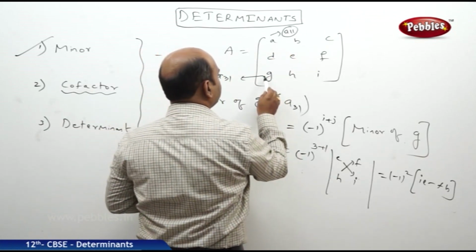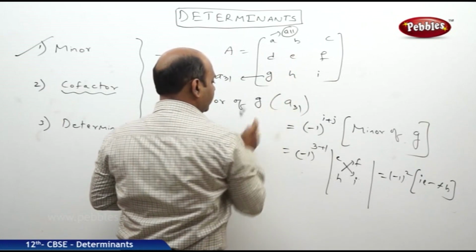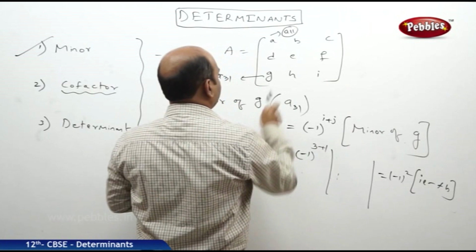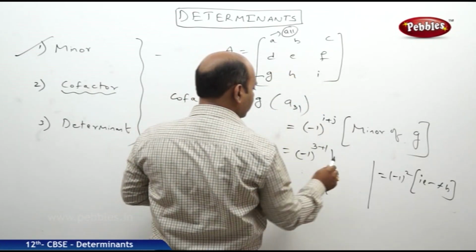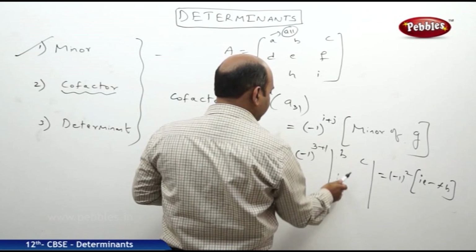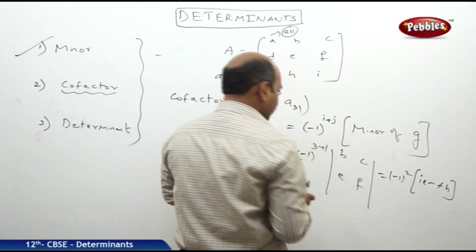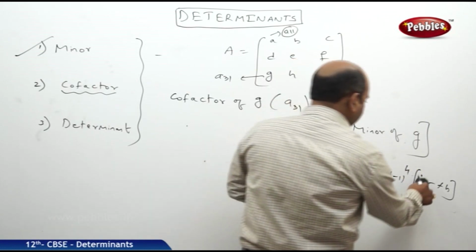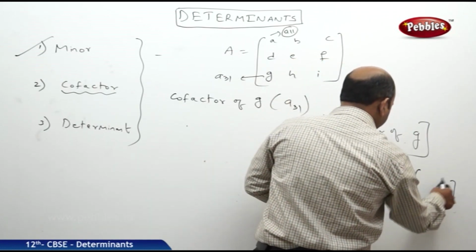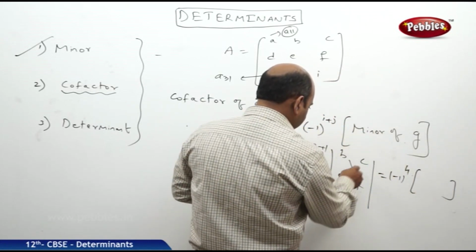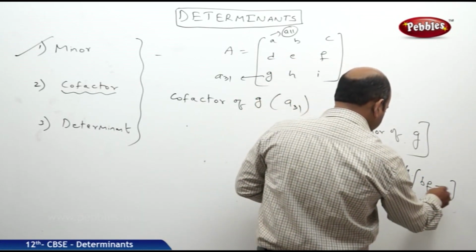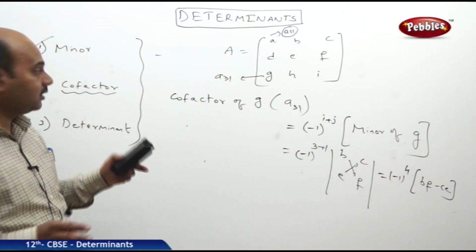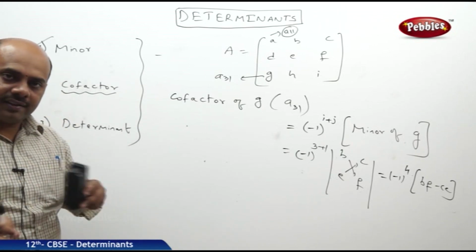Into its minor means we need to delete this corresponding row and we need to delete this corresponding column. So what happens? What do we get after deleting this corresponding row and this corresponding column? We get B, C, E, F. That means what happens here? This becomes minus 1 whole power 4 and here the determinant, BF minus CE. BF minus CE. So in a generalized way, I have said up till now the definition of minor as well as the cofactor.